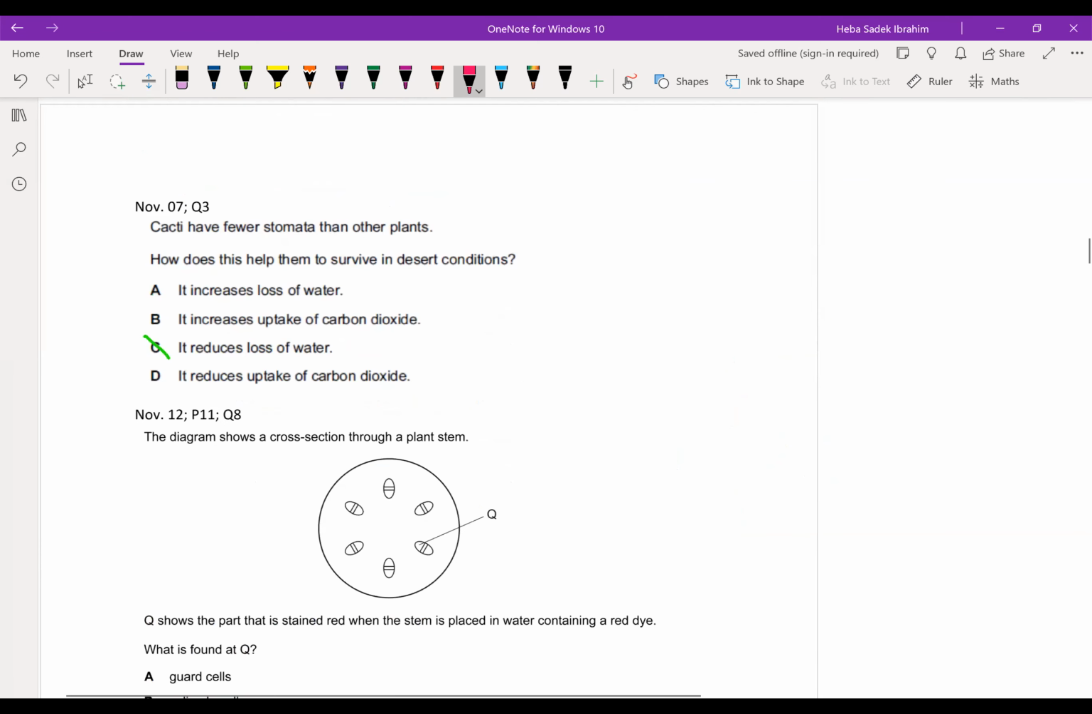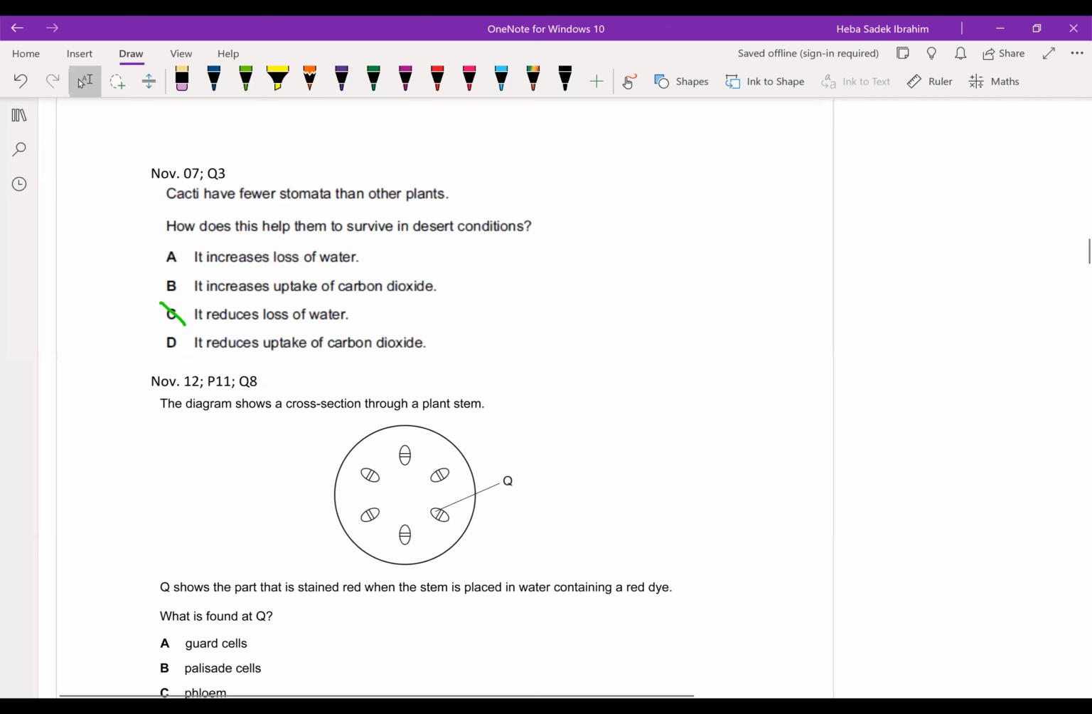Cacti have fewer stomata than other plants. Of course, because they live in dry conditions, they're xerophytes, and we want to reduce water loss, so they have fewer stomata. How does this help them to survive in the desert? Because it reduces the loss of water. Stomata are on the undersurface of the leaf. We also said, Omar, that the stomata are sunken in a bit and have hair-like structures outside so that any water that escapes is trapped around the stomata. All of these are attempts to reduce water loss for plants in the desert.